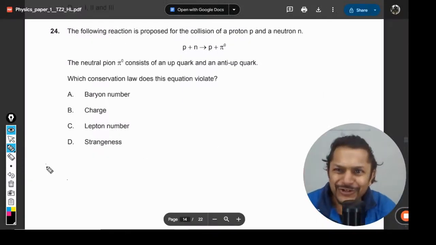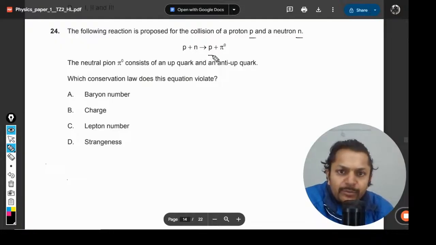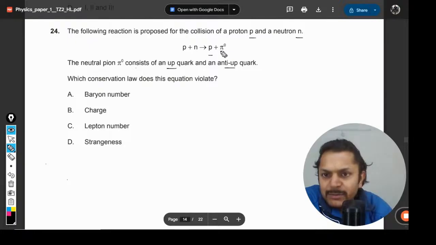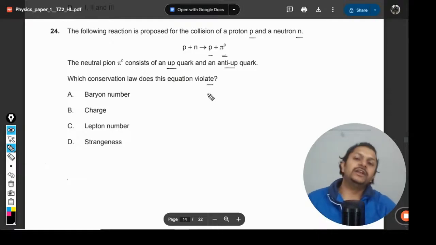Okay, dear student, let us see what is there in this question. The following reaction is proposed for collision of a proton and a neutron. So proton and neutron coming together, they create a proton and a pi meson. The neutral pion consists of an up quark and anti-up quark, so this is basically a meson. Which conservation law does this equation violate? Very good. Let us see.